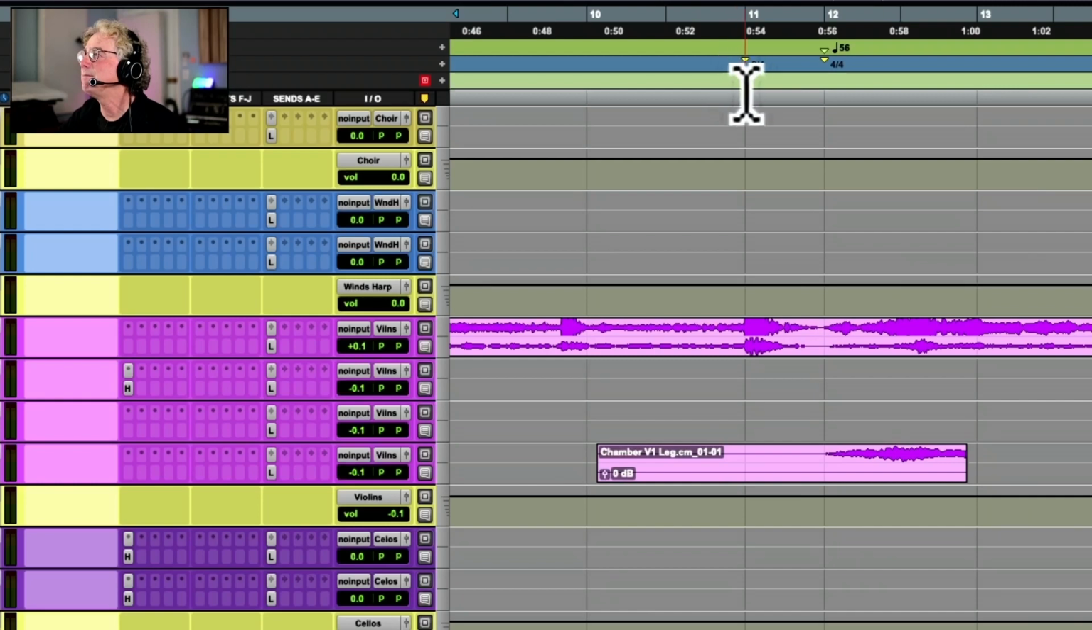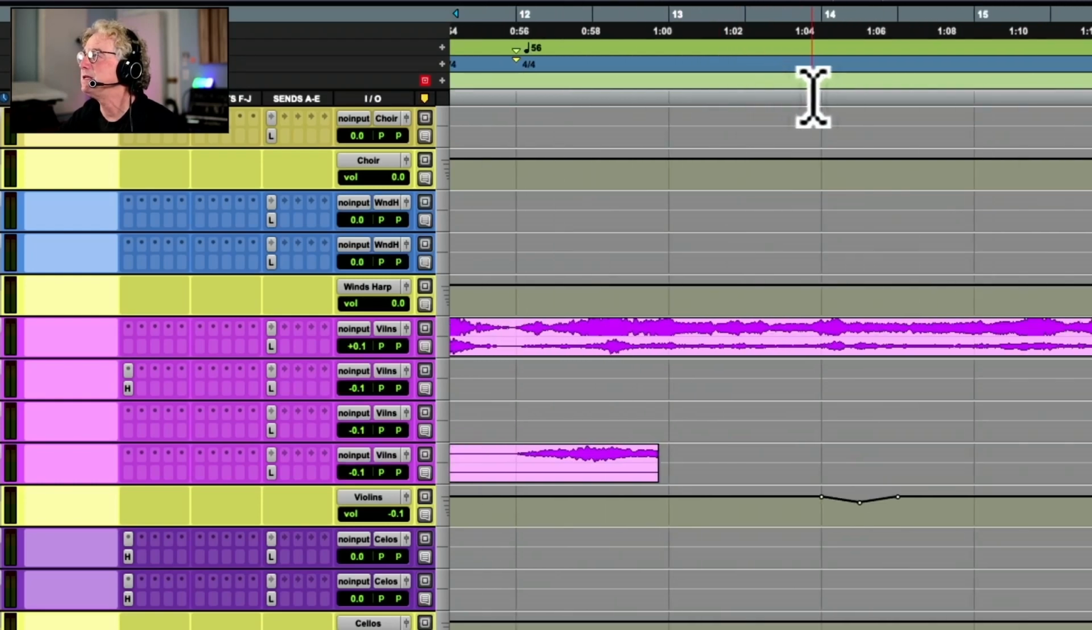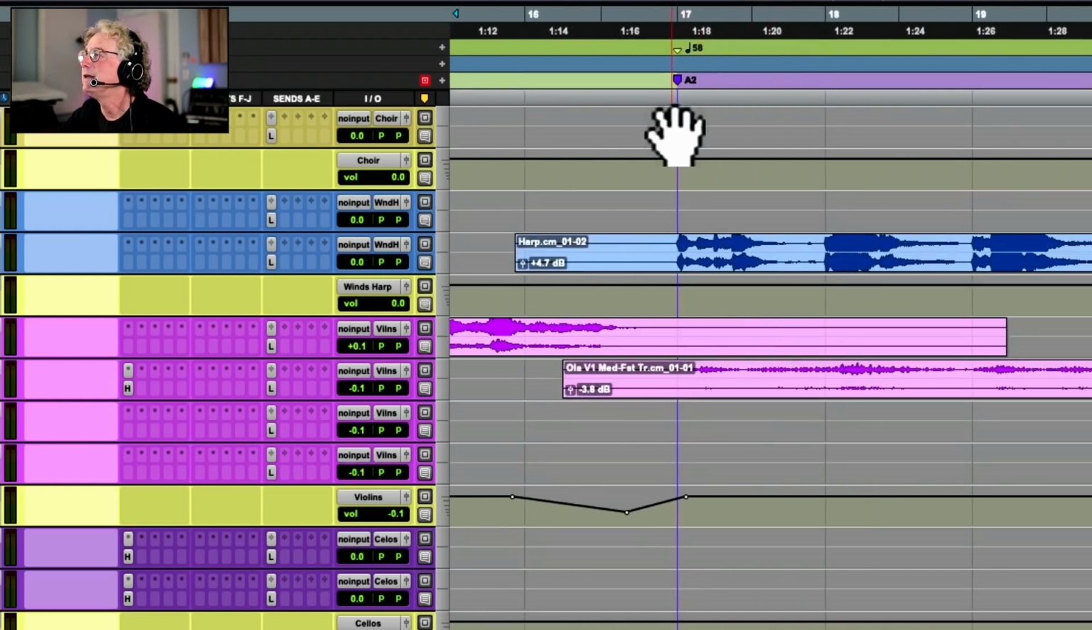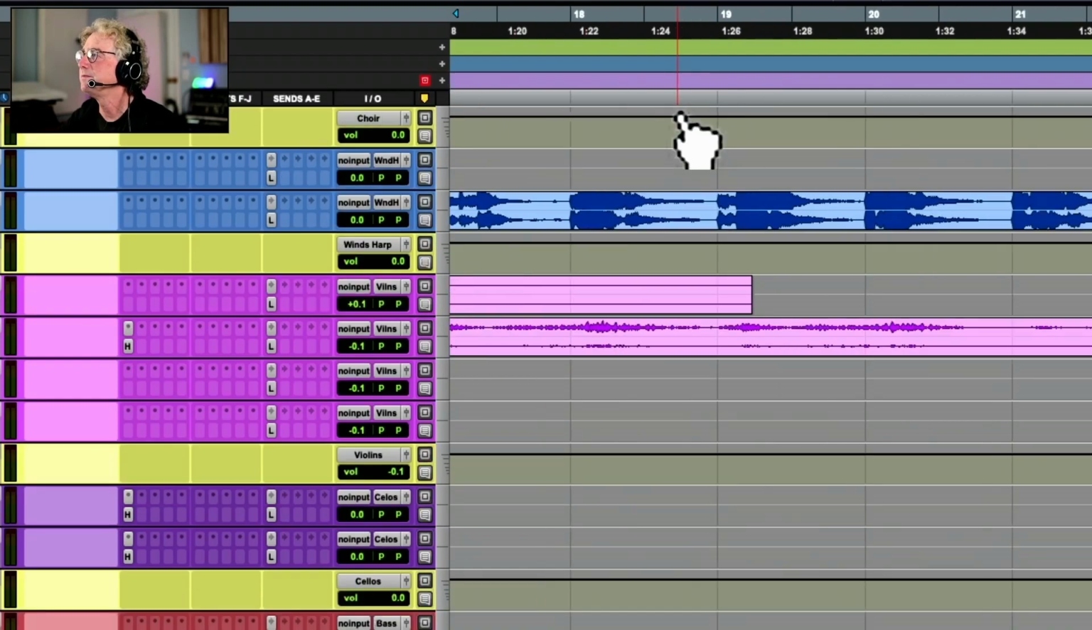Measure 11, I have a measure of 2/4. I'm still at 56 beats a minute. Now, this A2 means that the A section repeats. I go up to 58 beats a minute. I make it a little bit faster. So the second time through, it's like I'm conducting it, right? A little bit faster.